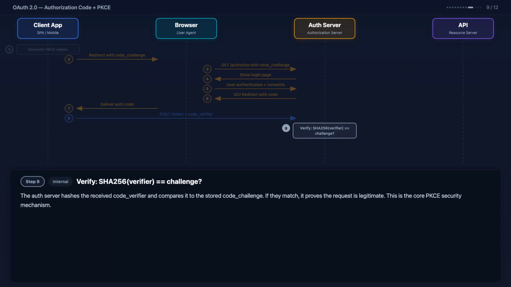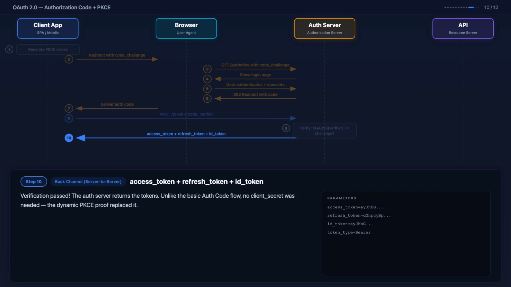The authorization server hashes the received code verifier and compares it to the stored code challenge. If they match, the request is legitimate. Verification passed. The server returns access token, refresh token, and ID token. No client secret was needed. The dynamic PKCE proof replaced it entirely.